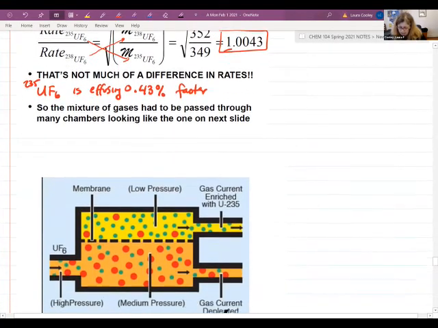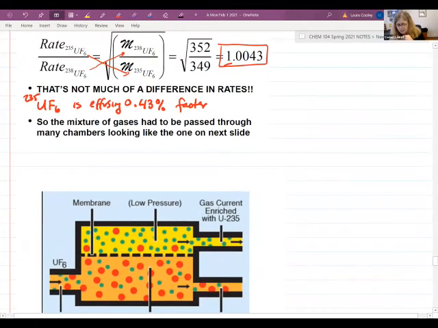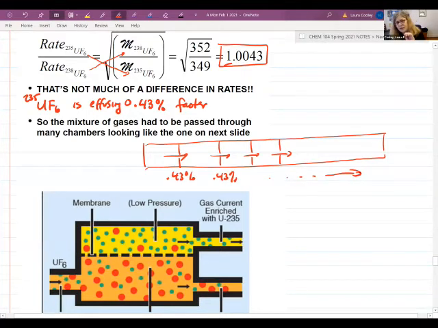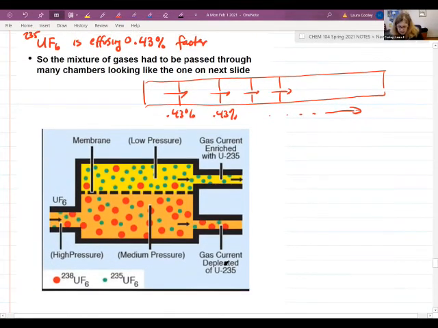So what they did was they came up with a system. Basically, it was many, many, many chambers. And this is kind of a ridiculous graph, but you can imagine that you're effusing through each one of these chambers. For each chamber, you get a 0.43% enrichment. And how many times do you have to do that to get the uranium to the enriched level that is needed? So this is actually a cartoonish kind of picture of what was really done.